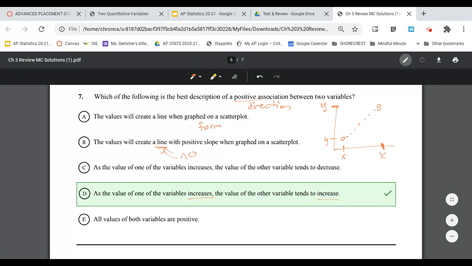And all values of both variables are positive. It could be something like this. Maybe negatives make sense in the situation. So we don't know that all values are positive. We don't know that it's contained to that upper right quadrant.